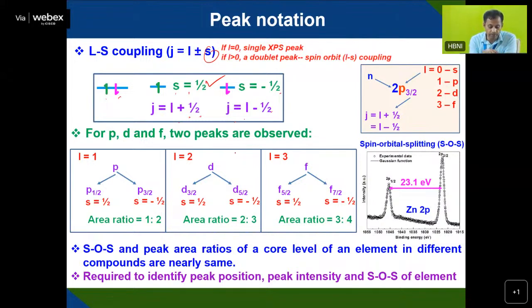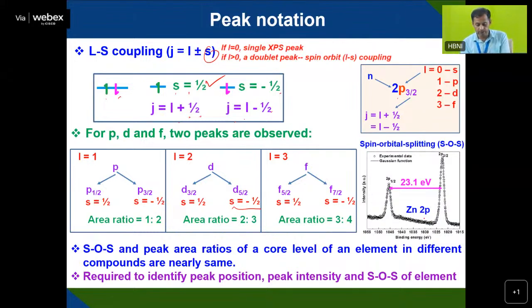For P and D orbitals, what is observed is that P is mainly split into P1/2 and P3/2 levels, D will be D3/2 and D5/2 by using this S value, and in the case of F, it is F5/2 and F7/2. This type of splitting is there. In 2p3/2, the azimuthal quantum number L is 0 for the S orbital, 1 for the P orbital, then 2 for the D orbital.